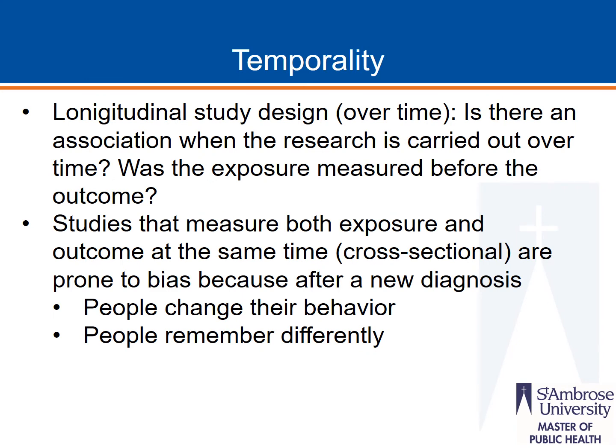The next criteria is something really important when it comes to making a decision about study designs. A longitudinal study design, which is a type of study that's carried out over time, asks the question, is there an association between the exposure when it's measured before the outcome? Studies that measure both exposure and outcome at the same time, these are called cross-sectional studies, are prone to bias because after a new diagnosis, people will change their behavior, but also people will remember differently. So even if you're asking them to think back in time, they may remember differently depending on whether or not they have been diagnosed with a disease.